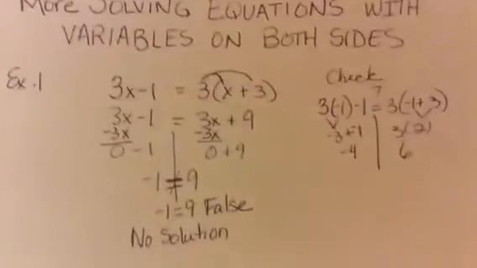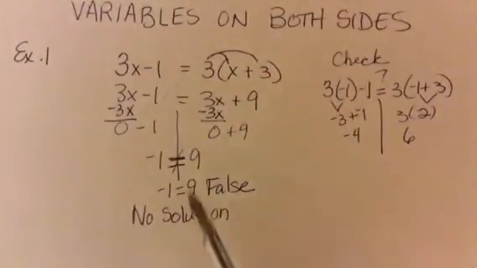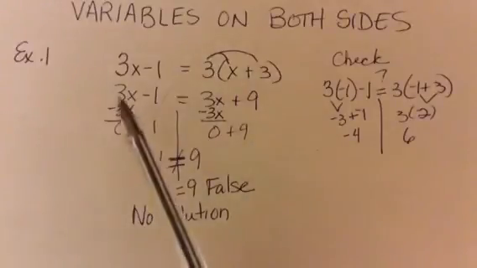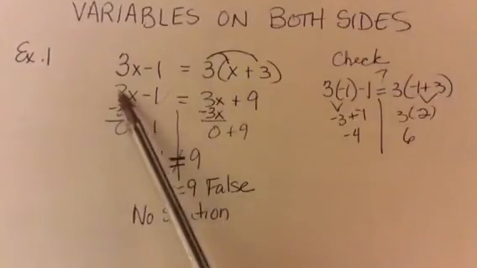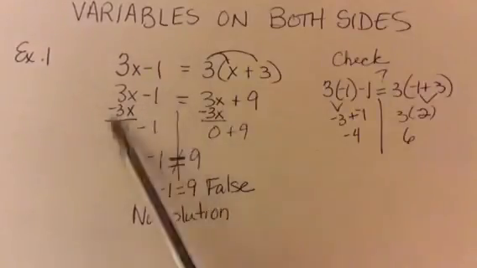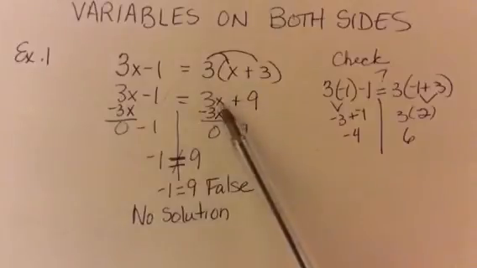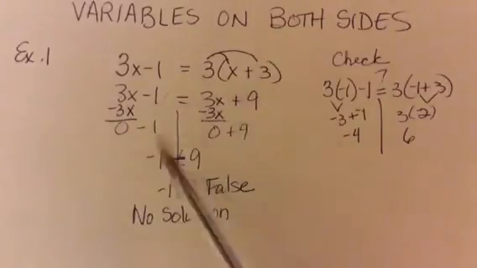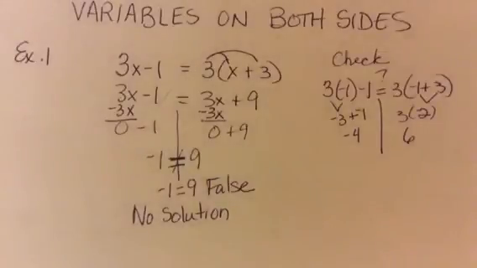If you end up with a false statement when the variables drop out, then that means there's no solution, because it doesn't matter what you put in for this x or this x. When you multiply that x by 3 and subtract 1, you're going to get one answer. And when you take that same number and multiply it by 3 and add 9, you're going to get a different answer. So it's never going to work. So we say no solution. Alrighty.